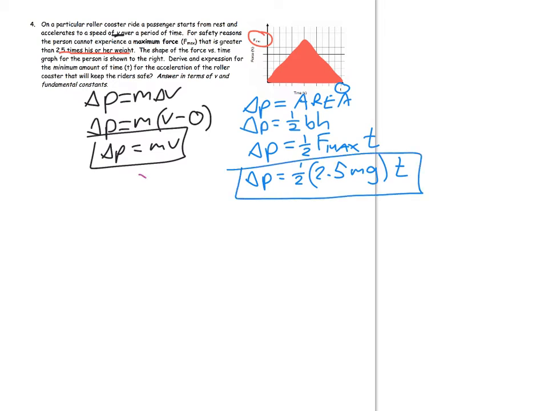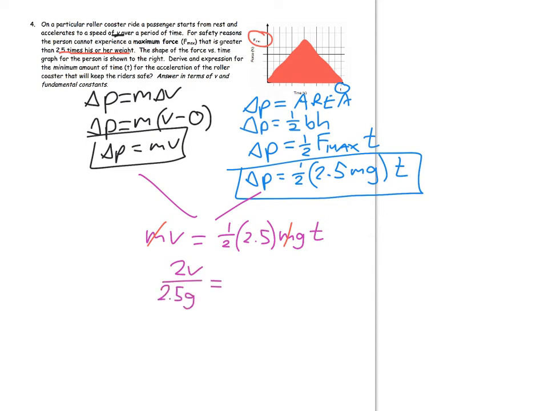And so what I can ultimately do is bring these two expressions together and solve for time. So I can say mv equals 1/2 times 2.5 mg times my time. The mass cancels out here, and now it doesn't matter what my mass was. And I'm going to multiply both sides by 2 and divide by 2.5g, so I get 2v, getting rid of the 1/2, over 2.5g equals my time. And I can go ahead and simplify that. That ends up becoming just 4/5 v over g.